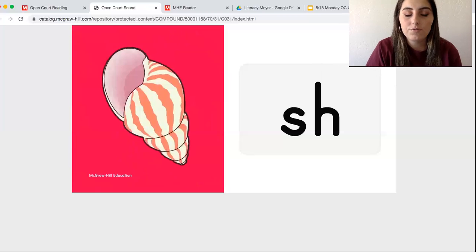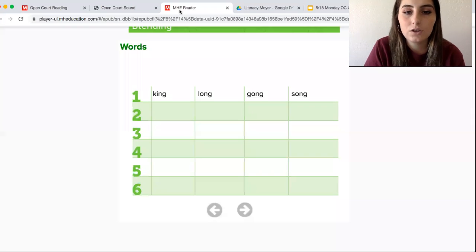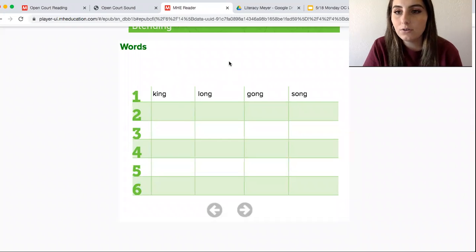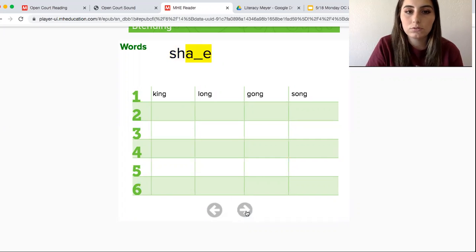All right, now that we've reviewed that the SH, or letters SH, make the SH sound, let's practice reading some words that have that digraph. So remember, if you see a letter in yellow, you say the sound. If you see the loop, we're gonna blend. SH. A, remember A consonant E makes the long A.